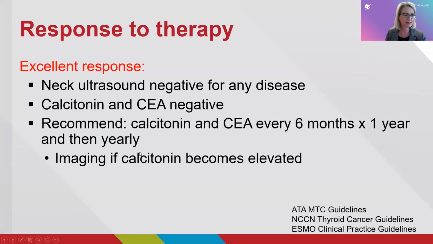So an excellent response is the ones where your imaging is totally negative, your calcitonin is undetectable, and your CEA is normal. In this case, your calcitonin and CEA should be repeated every 6 months for a year because you've been newly diagnosed, and then yearly if they continue to be undetectable, and imaging if your calcitonin becomes elevated. Usually what I say is periodic imaging if it's been a little bit, but if your tumor markers have been completely undetectable, that's a good sign of remission, or what we call an excellent response to therapy.